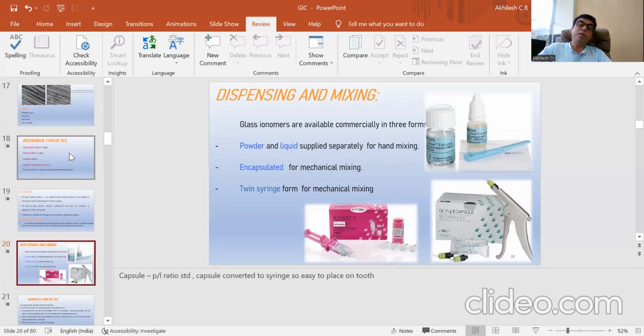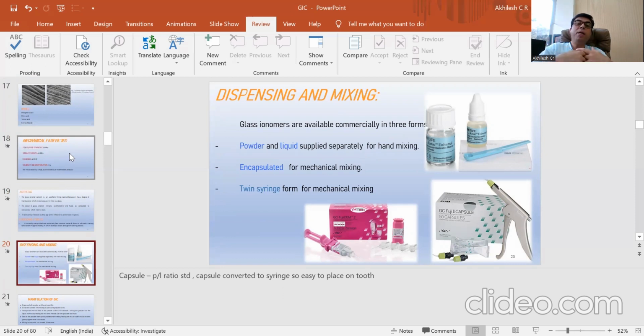Now, the next thing which I thought I would discuss is about the dispensing and mixing. Glass ionomers are available in 3 forms. The one is powder and liquid, which is separately for hand mixing. Then for mechanical mixing, we have glass ionomer capsules available.